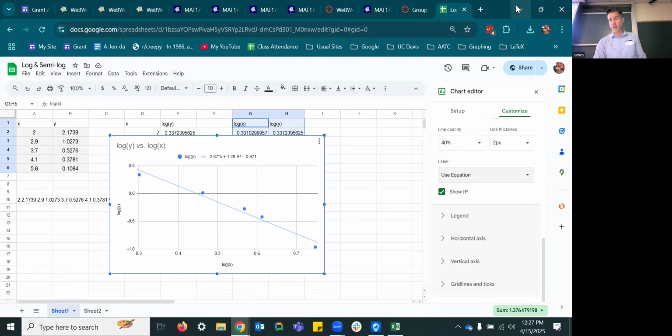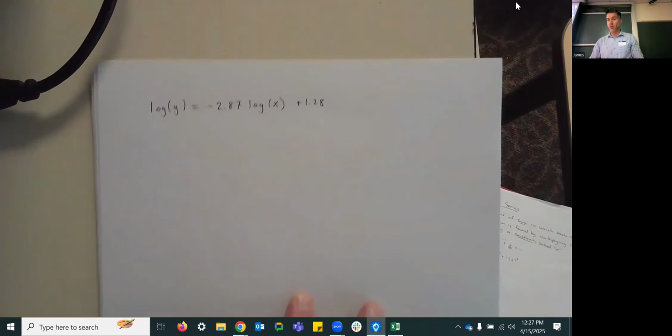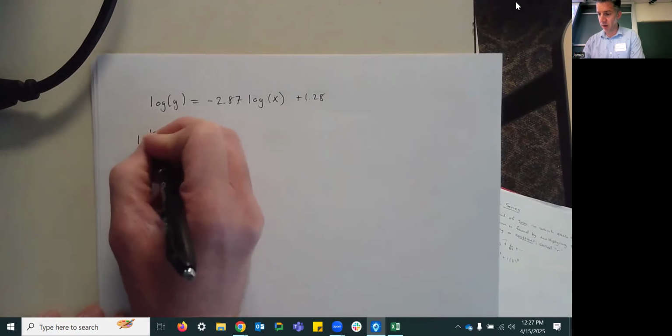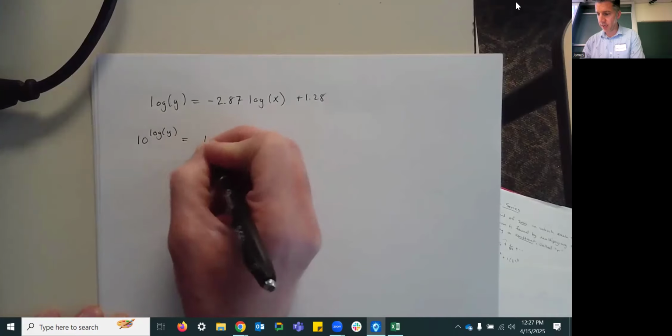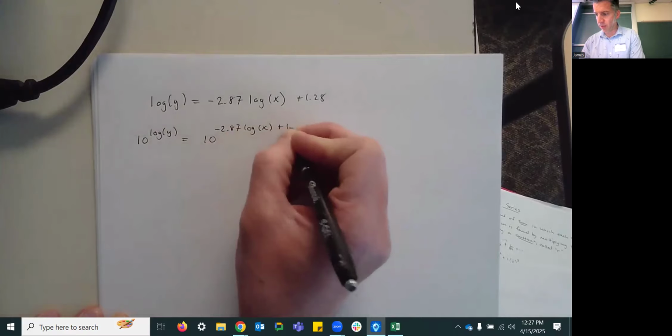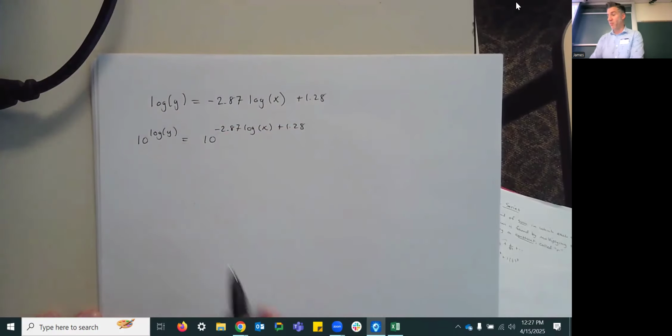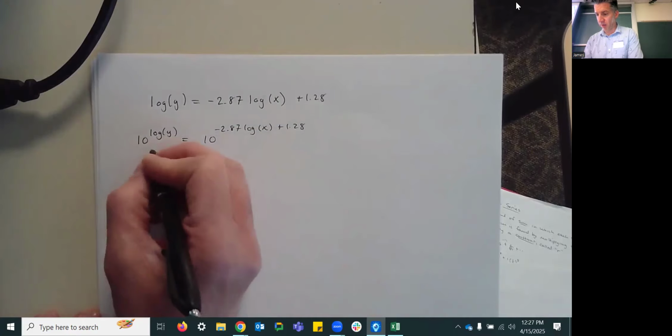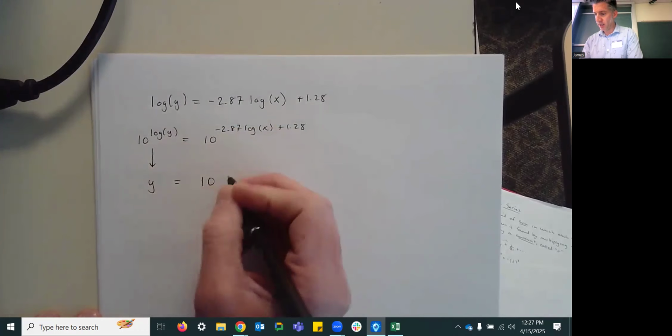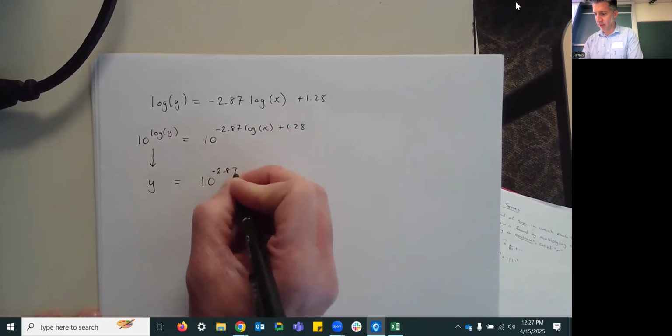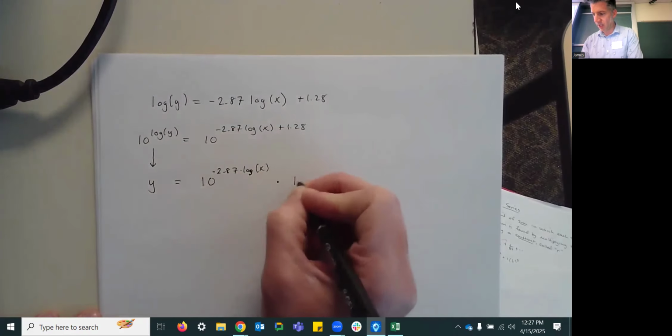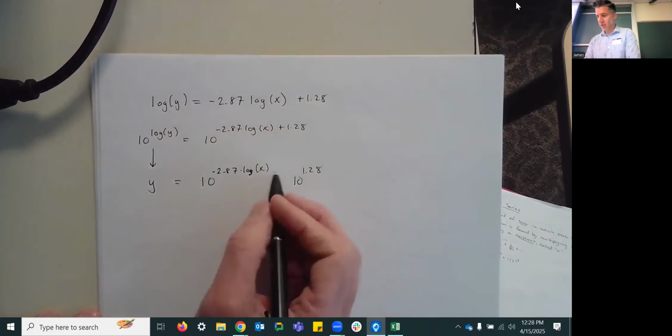Now, the rest of this process is pretty much the same as what we did before. We're still going to raise both sides to powers of 10. So we're going to write this as 10 to the log of Y equal to 10 to the negative 2.87 log of X plus 1.28. And then there's a lot of breaking up of the right-hand side. This 10 to the log of Y becomes just Y. This breaks up into two pieces: 10 to the negative 2.87 times the log of X times 10 to the 1.28. This part we do something else with.